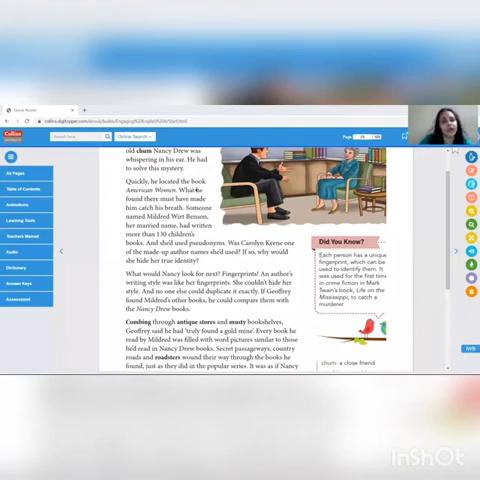Okay. Quickly, he located the book American Women. What he found there must have made him catch his breath. Someone named Mildred Ward Benson, her married name, had written more than 130 children's books. Can you just imagine? This Mildred Ward was such an amazing writer that she has written 130 children's books.